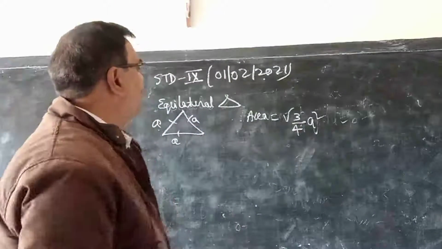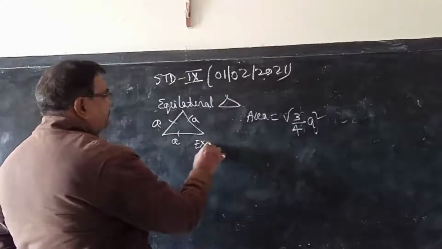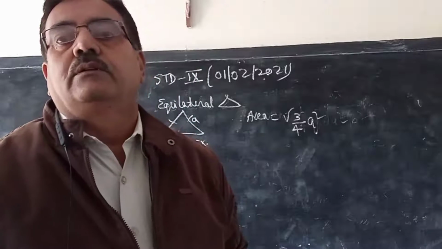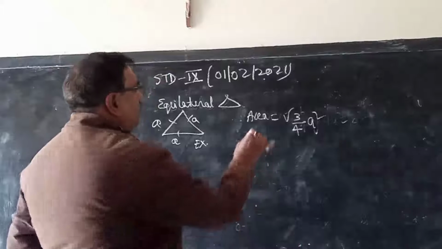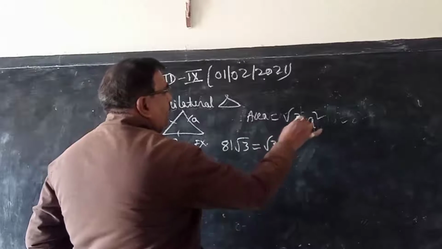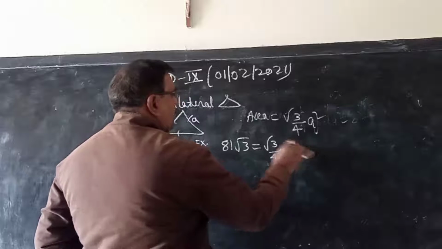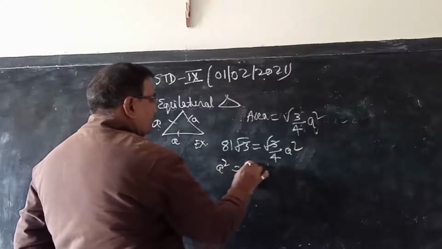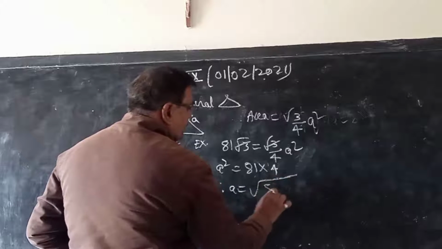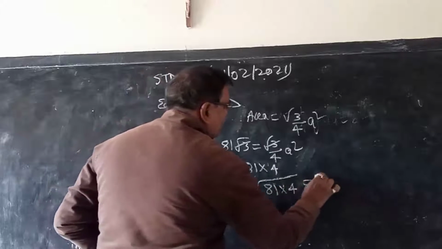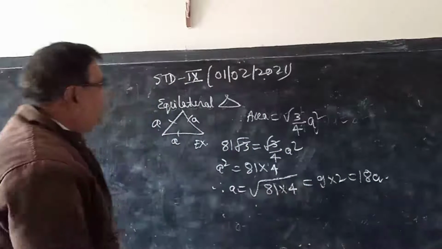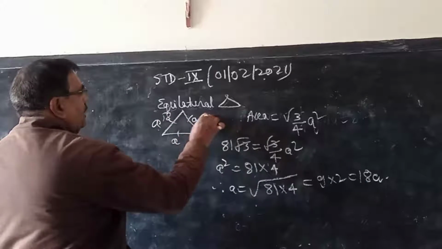Now, how to solve an example? This is one question. Area of an equilateral triangle is given as 81 root 3. Area is already given, so in place of area, write 81 root 3. Then, area formula root 3 by 4 a square. This will be cancelled. A square is equal to 81 into 4. So A is equal to root over 81 into 4, that is 9 into 2, that is 18 centimeters. So 18 centimeters is the side of the equilateral triangle.